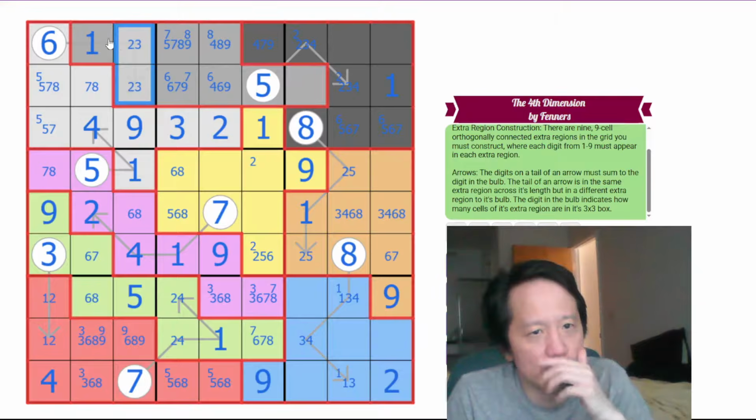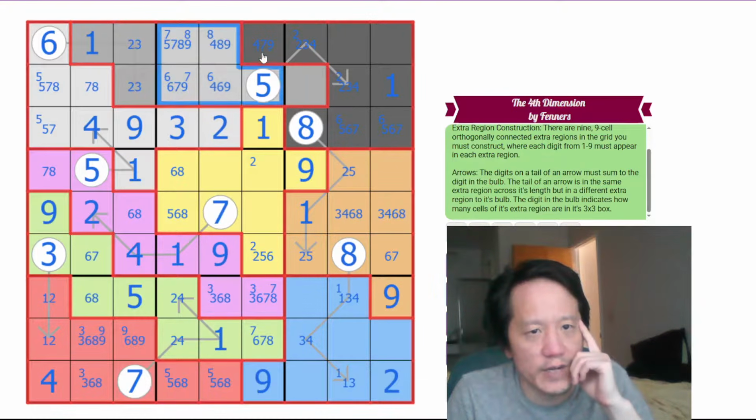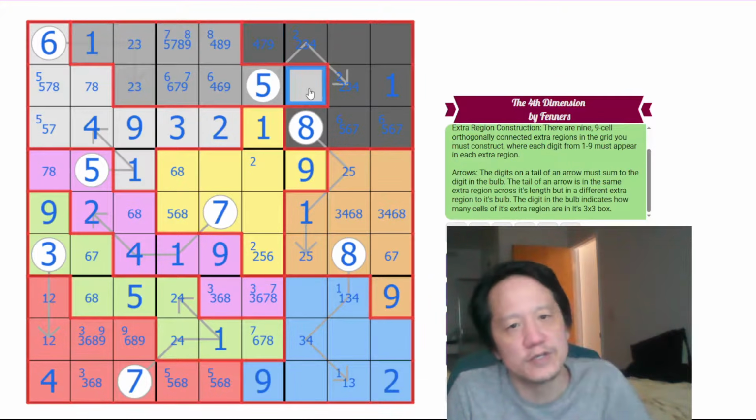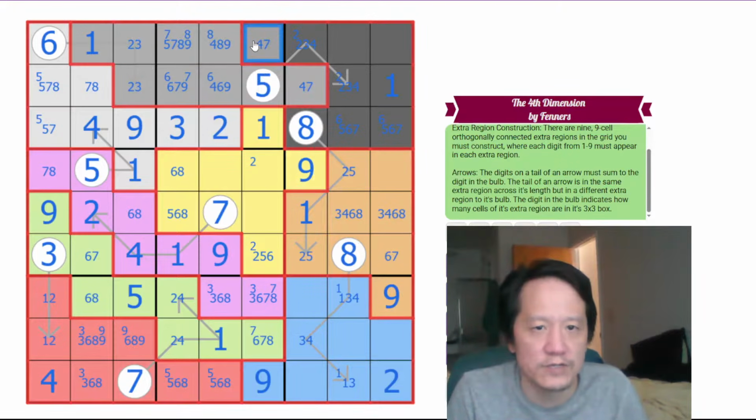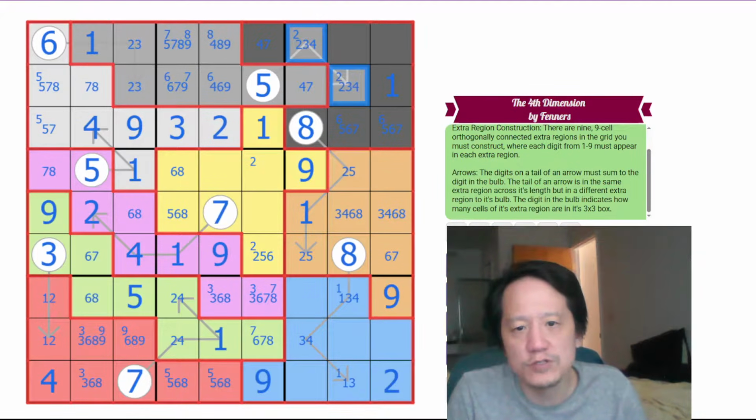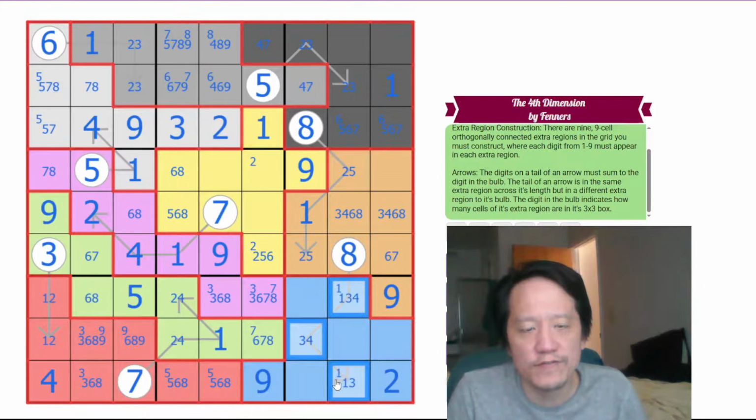Because we're missing 1, 2, 3, and the only digit remaining is this digit here that we're missing. So it's 4, 7, or 9. Cannot be 9. Therefore, this can't be 9. It's 4, 7. This must be 2 and 3 added together. This is 1, 3, and 4 added together.